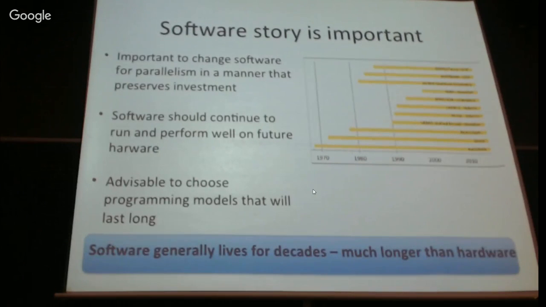So the software story is important. That's obviously the case. We're talking about hardware a lot today, but we need to talk about software. Obviously, we are all software developers. So it's important to change software for parallelism in a manner that preserves investment.